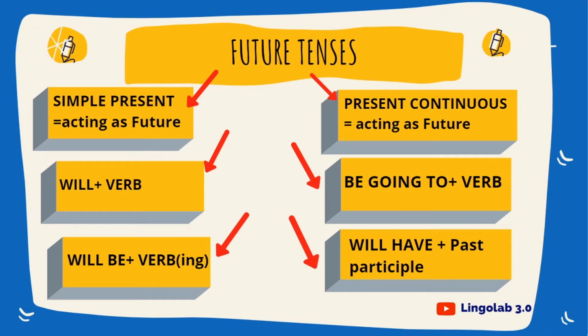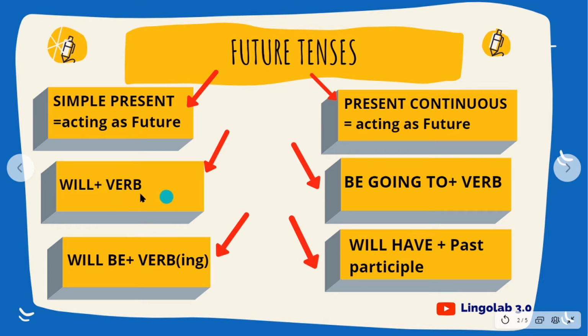Well, there you have it, future tenses. Those are mainly the structures we use to express future events in English. I will start here, the will plus verb. This is mainly the most common one.